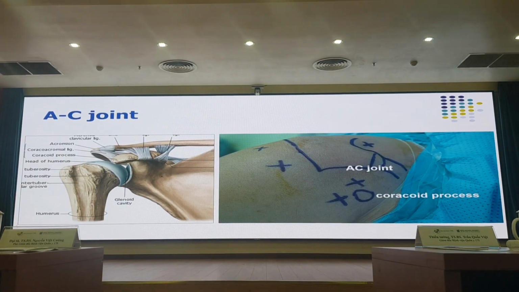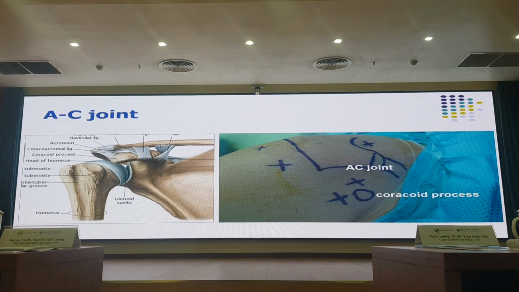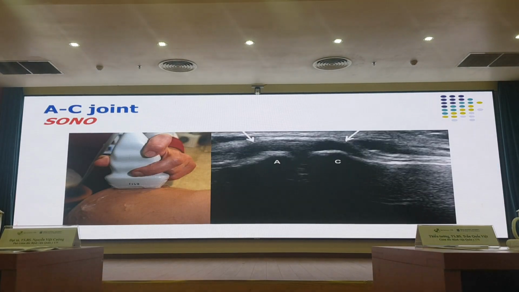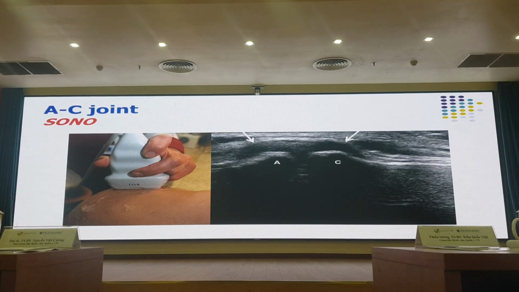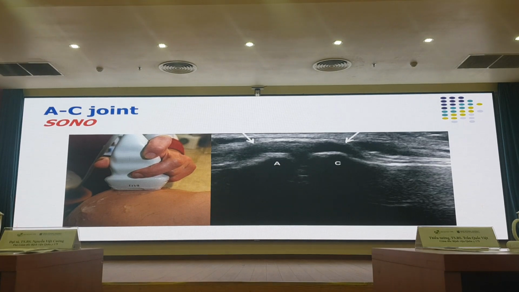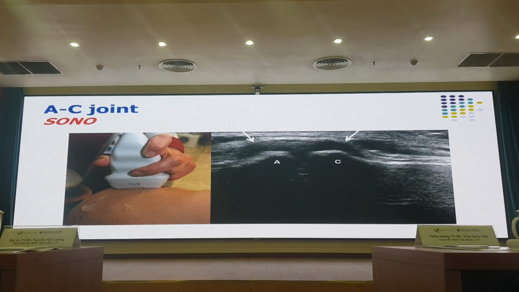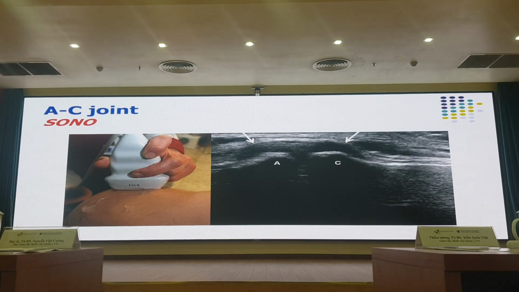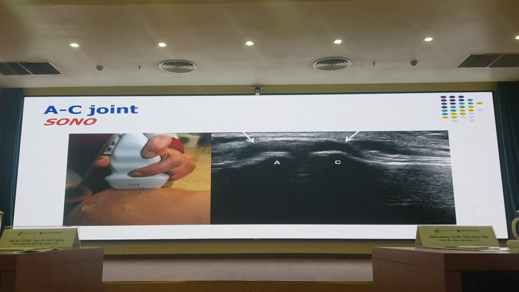And then I check the AC joint. The AC joint you can palpate very easily, and I always use the transverse scan to find the AC joint. In the AC joint, I always check for fluid collection around it. If the fluid collection is just around the AC joint, I always think about AC joint arthritis or inflammation.